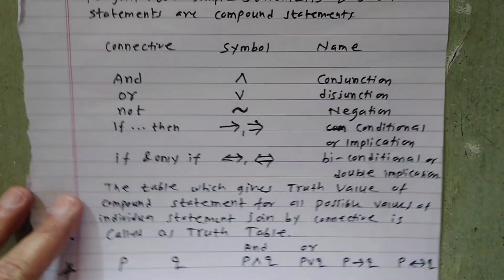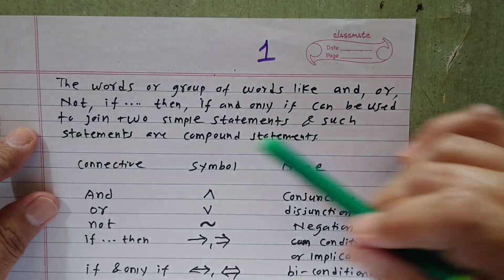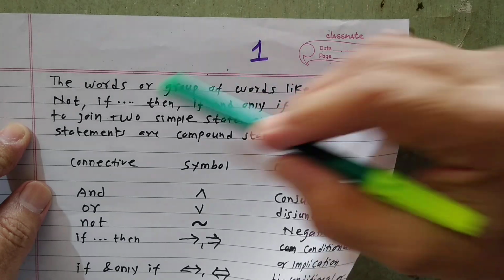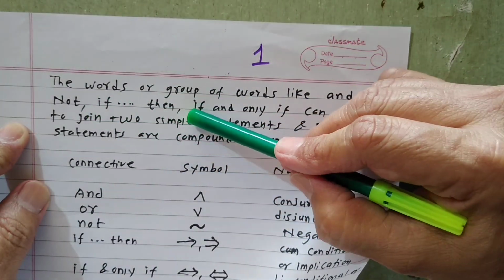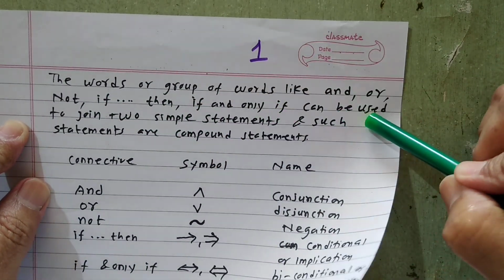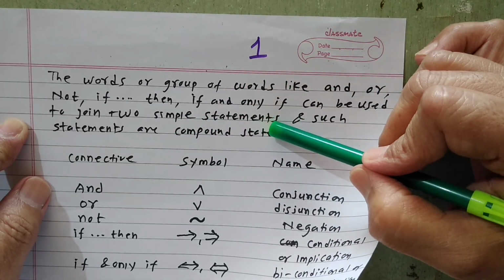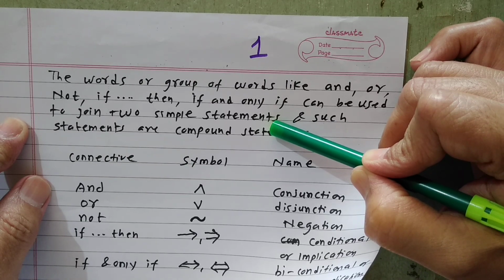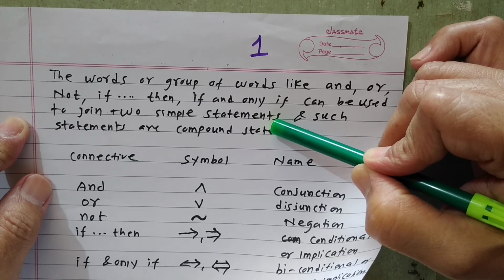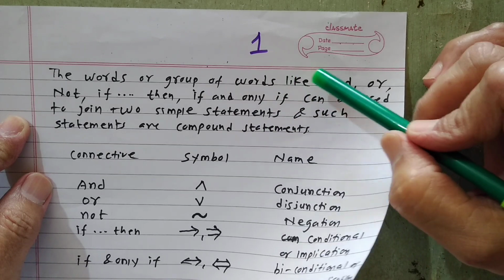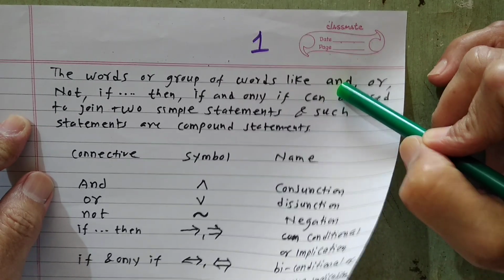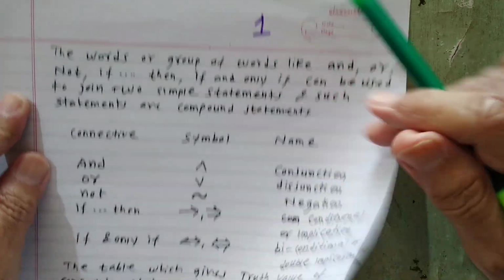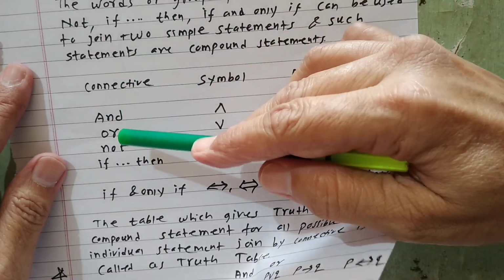Now consider the words or groups of words like and, or, not, if then, if and only if, which can be used to join two simple statements. A single statement is called an atomic statement, and when combined together it is called a compound statement. To get a compound statement we use connectives like and, or, not, if then, if and only if, etc.